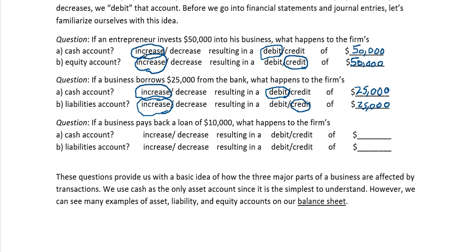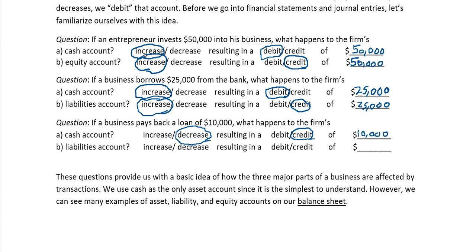And looking at the last question here, if the business pays back a loan of $10,000, what happens to the firm's cash account? Well, when you pay back cash, you're losing cash. So now it's a decrease. And when you decrease a debit account, it's a credit entry. It goes opposite of the account's natural state. And the amount, straightforward, $10,000.